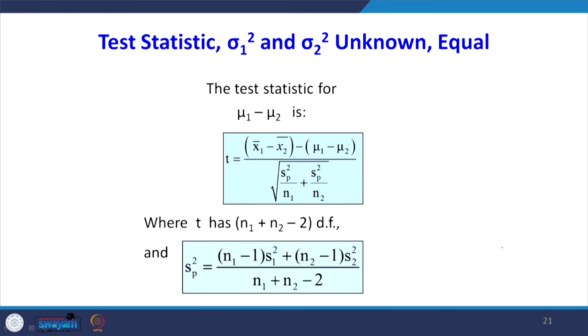The test statistic for mu1 minus mu2: previously we used z, now we are using t. It is x1 bar minus x2 bar minus the quantity mu1 minus mu2, divided by the root of sp square by n1 plus sp square by n2. Since sp square is the same, we can bring it to the left hand side; that is the pooled variance. The pooled variance is n1 minus 1 times s1 square plus n2 minus 1 times s2 square, divided by n1 plus n2 minus 2 degrees of freedom. You see that here the degrees of freedom is n1 plus n2 minus 2.